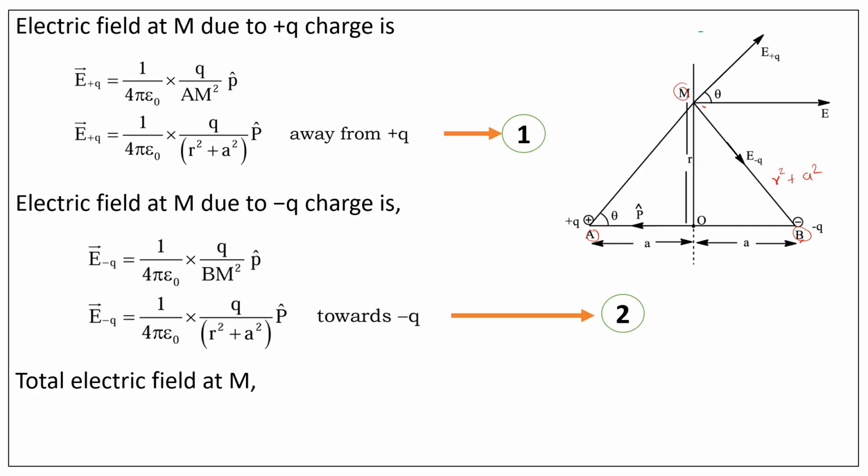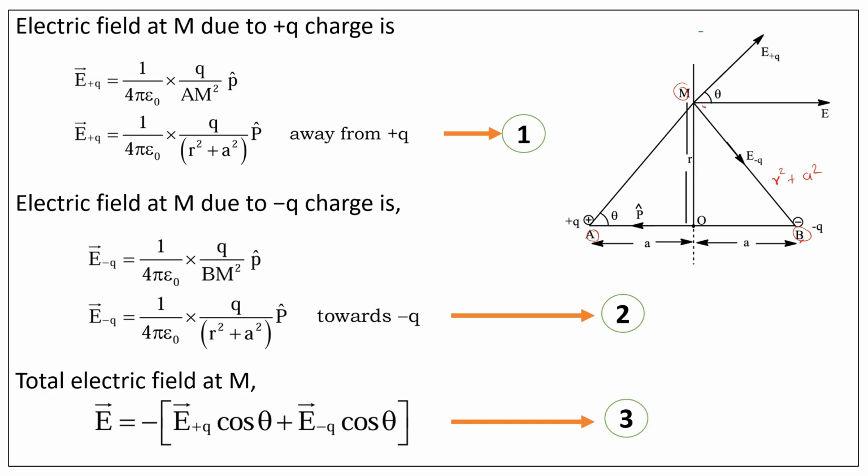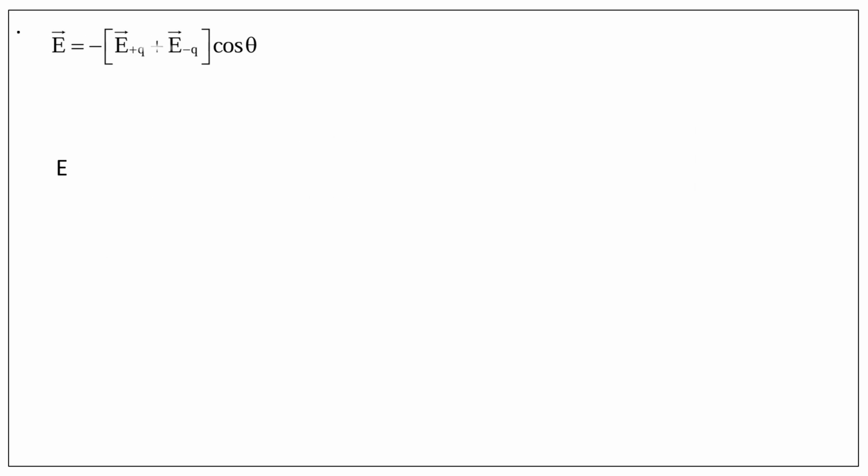Therefore, total electric field at M is E is equal to minus into bracket E plus Q cos theta plus E minus Q cos theta. Mark it as equation number 3. Take cos theta common. We get E is equal to minus into bracket E plus Q plus E minus Q into cos theta. Mark it as equation number 4.